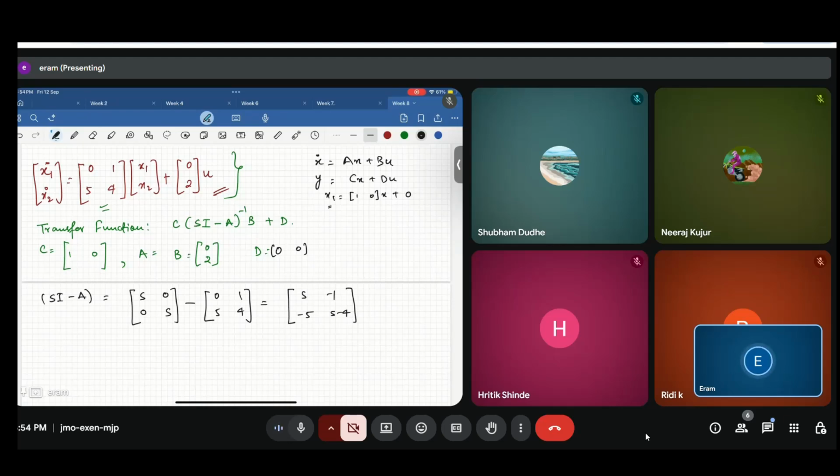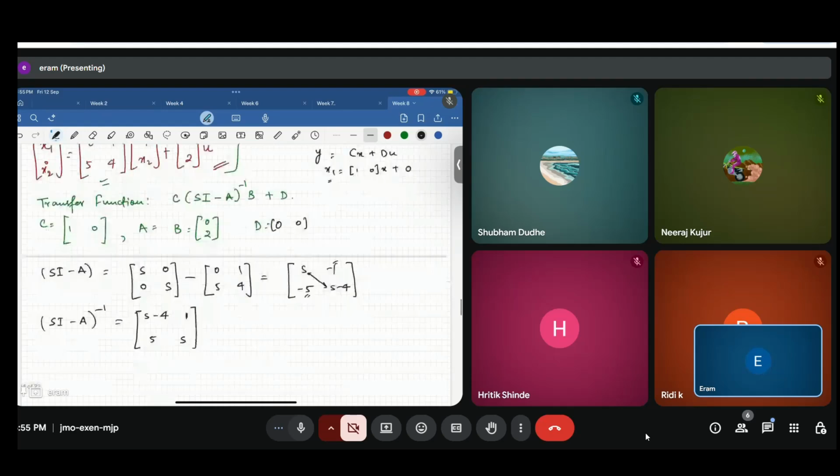How to take the inverse of a 2 cross 2 matrix? You can remember this. You can solve it using adjoint and dividing with determinant, but there is a shorthand rule. You swap the diagonal elements and change the sign of the off-diagonal elements. So if we swap the diagonal elements, we'll have s minus 4 and s, and if we change the sign of the off-diagonal elements, it will be 1 and 5.